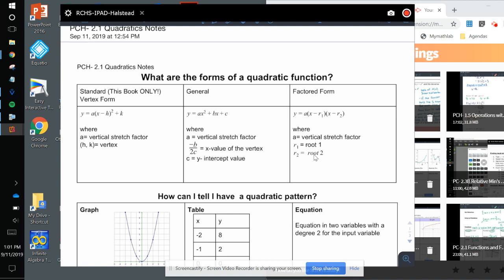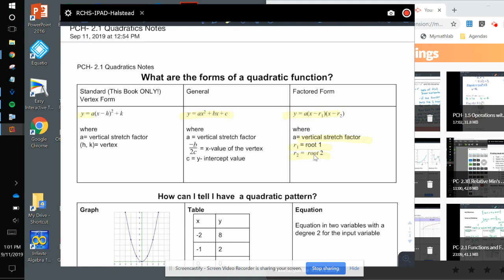I'm gonna go over the three forms first. So we've seen a lot of equations in general form, y equals ax squared plus bx plus c. This doesn't tell us a whole lot about our quadratics, so we like our quadratics in forms like factored form. This tells us about our roots and what our vertical stretch factors are.